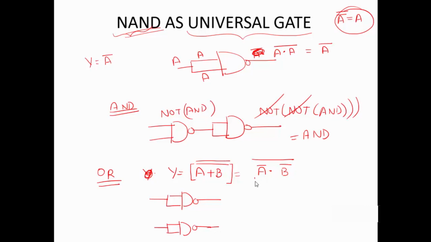And actually, what is this? AND of this, and above is NOT. So it is exactly the form we require. This is your OR gate. A or B. I think it is very clear.